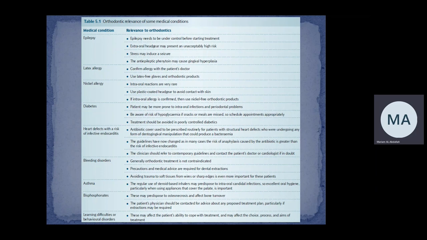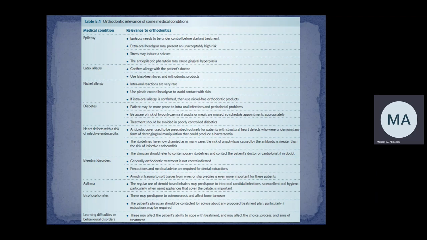This medication could slow down the turnover of bone, and it will reduce the speed of tooth movement. It will slow tooth movement. We need to check with the physician, check for alternative medications, and plan our treatment accordingly.